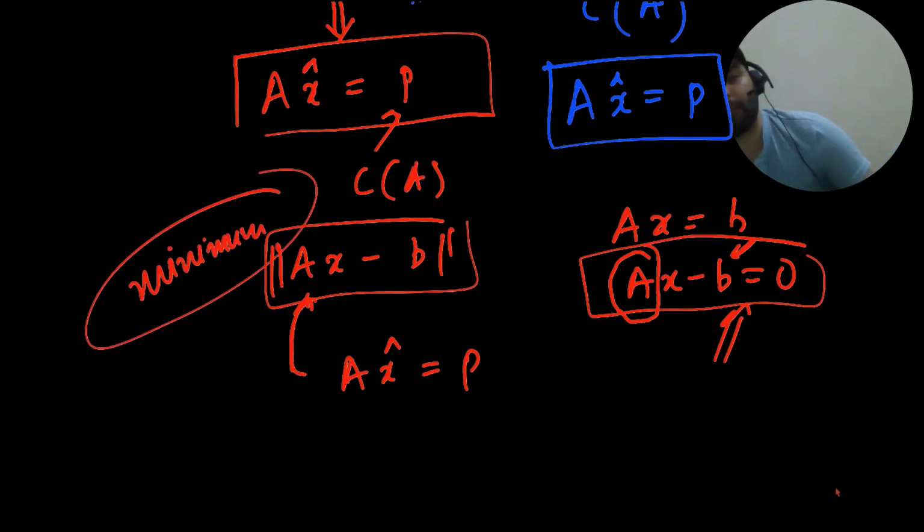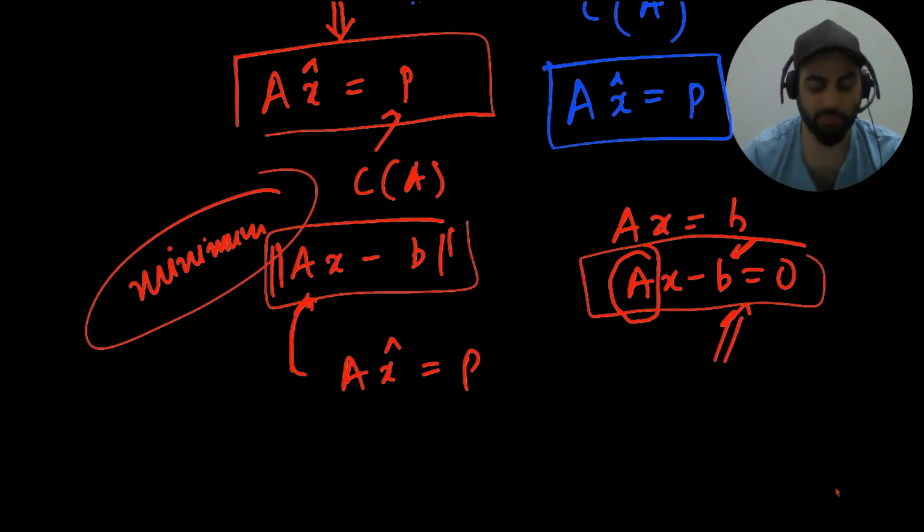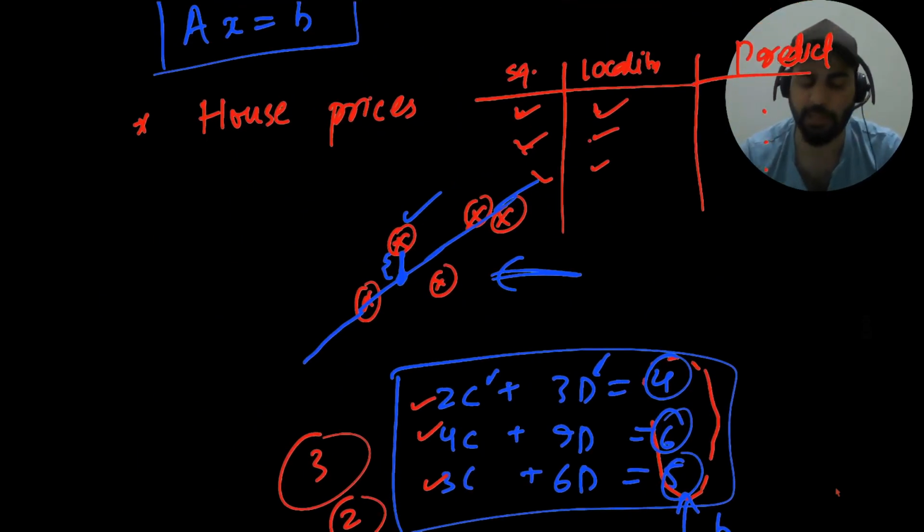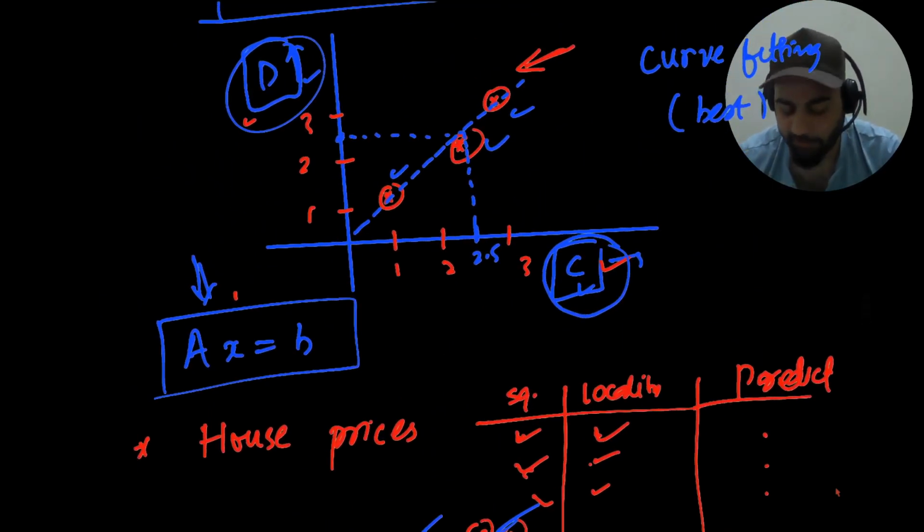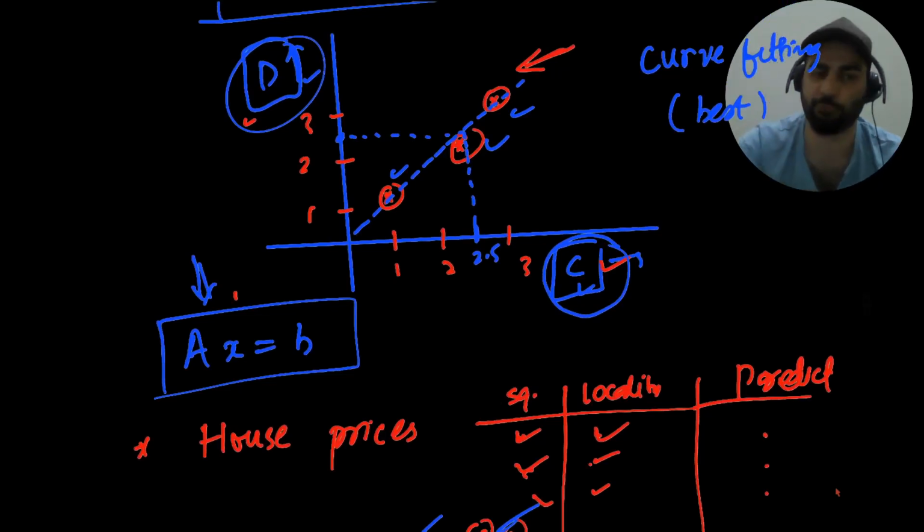Now I translate the linear regression problem into a mathematical problem. So the regression problem is this problem. We have to fit a line. Given the values of these points, we have to fit the best fit curve. That was our job. Our job is to find a line which is the best fit for these.